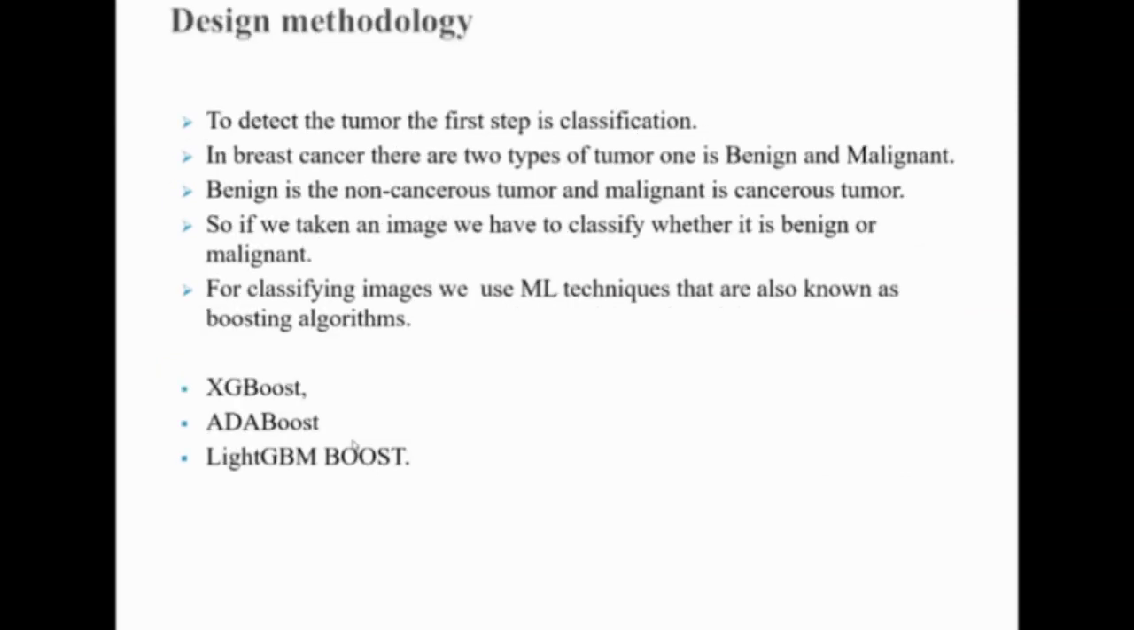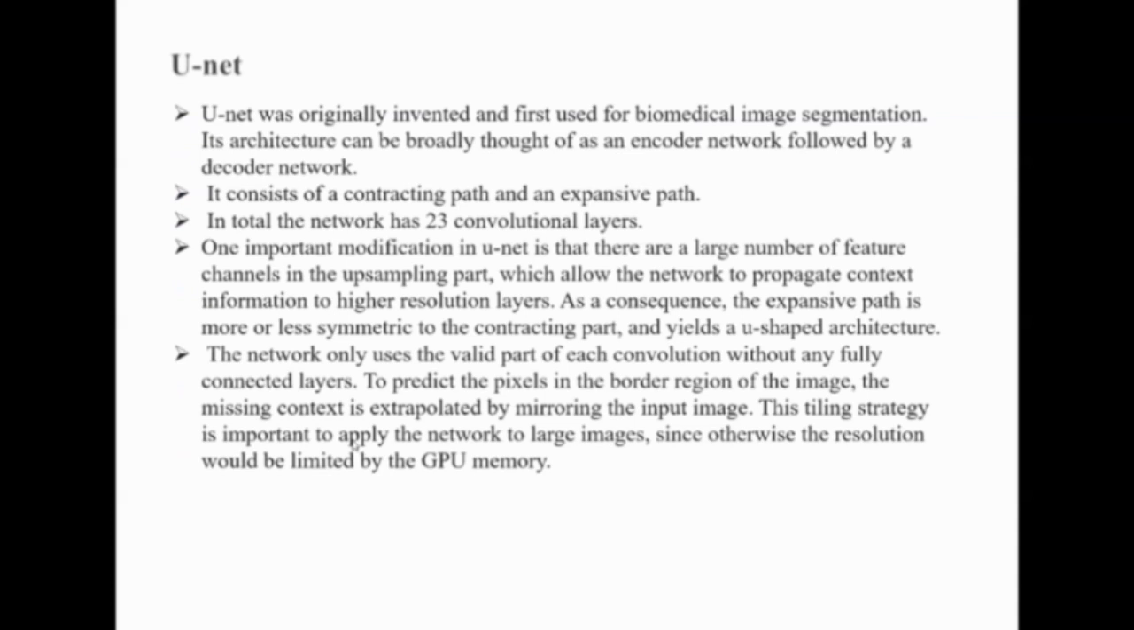So how are we going to do this? First, we will classify whether the cancer is benign or malignant. Breast cancer is divided into two types, benign and malignant. Benign is non-cancerous, so there is nothing harmful about it. Malignant is cancerous, which will spread all over the body and affect other parts. Using these three algorithms, we are going to design a model for breast cancer detection. My friend will continue.